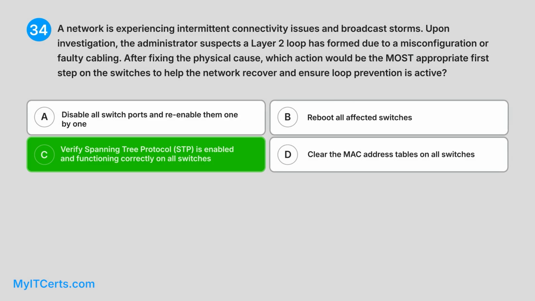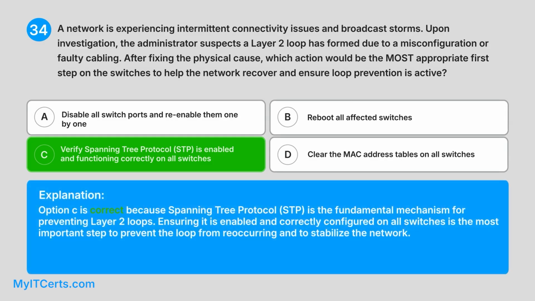Correct answer, C. Verify Spanning Tree Protocol, STP, is enabled and functioning correctly on all switches. Explanation. Option C is correct because Spanning Tree Protocol, STP, is the fundamental mechanism for preventing Layer 2 loops. Ensuring it is enabled and correctly configured on all switches is the most important step to prevent the loop from reoccurring and to stabilize the network.